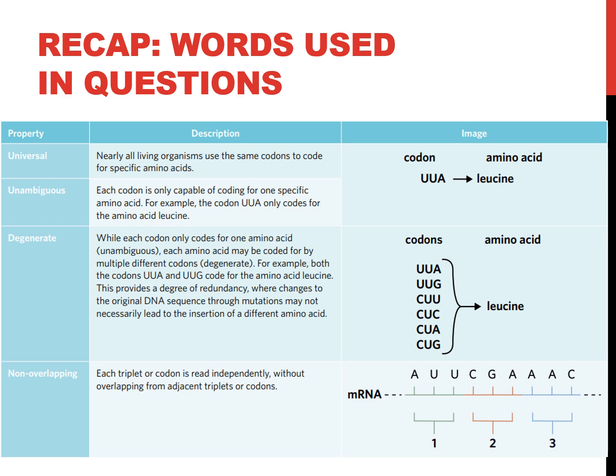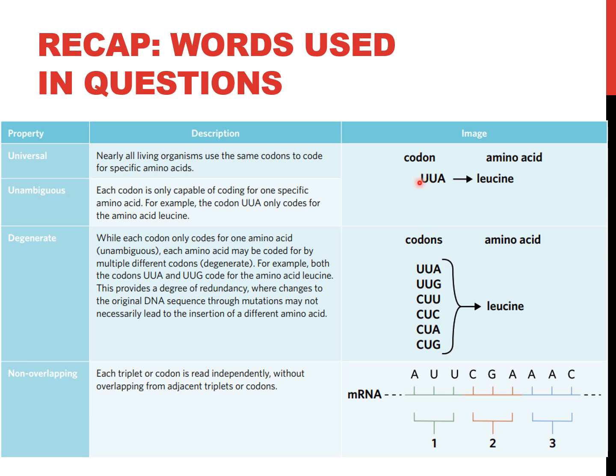So a quick recap of our last video. We looked at some different specific words that are used. Okay, so universal: any living organism essentially has the same codons which make the same amino acids. Okay, so everything uses the same amino acids.